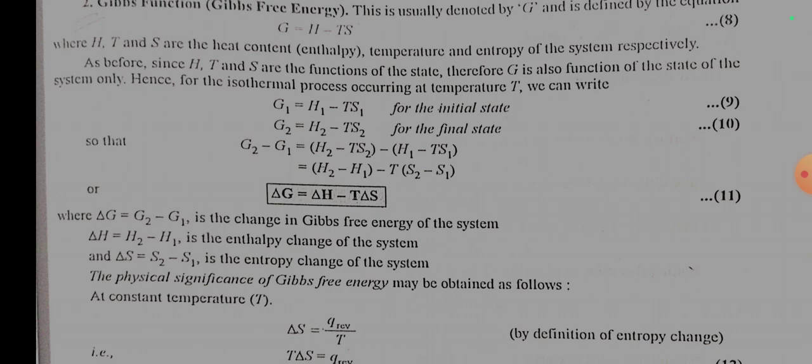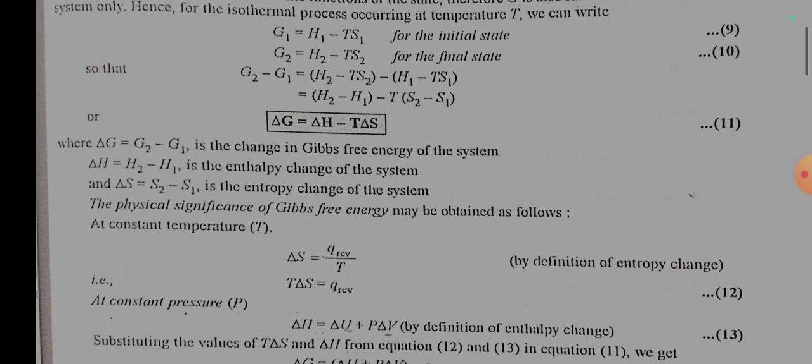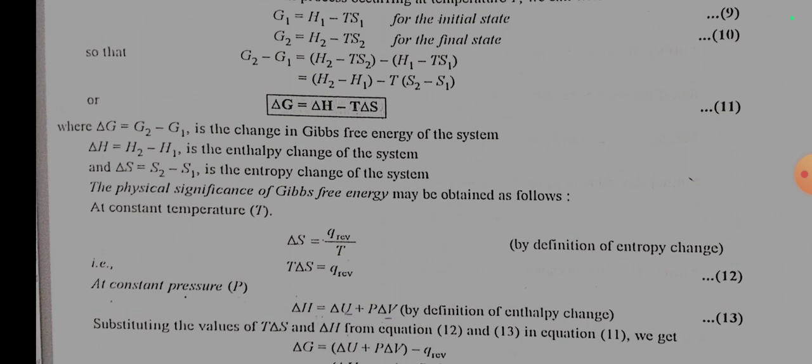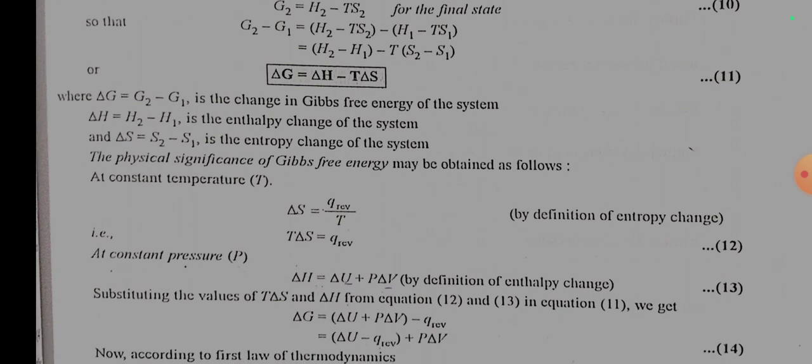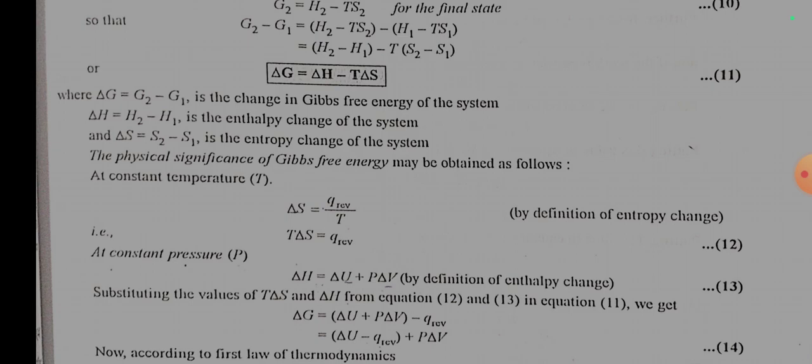Hence, for the isothermal process occurring at temperature T, we can write G1 = H1 - TS1 for the initial state, G2 = H2 - TS2 for the final state. So ΔG = ΔH - TΔS, where ΔG = G2 - G1 is the change in Gibbs free energy of the system, ΔH = H2 - H1 is the enthalpy change of the system, and ΔS = S2 - S1 is the entropy change of the system.